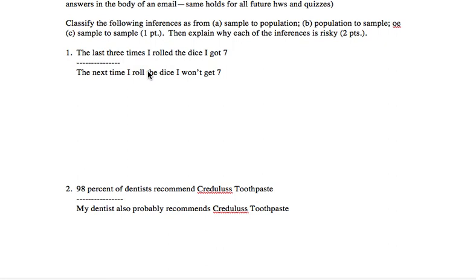So sample to sample, where's the risk involved? Well, if the last 3 times you rolled, you got 7, you might think, oh, that can't happen again. The next time I roll, I won't get 7. That's still risky. You might get a 7, right? So the risk is you think you won't get a 7 because you think it's unlikely given that the last 3 times you got 7, but you might still. So the point is, there's no guarantee there.